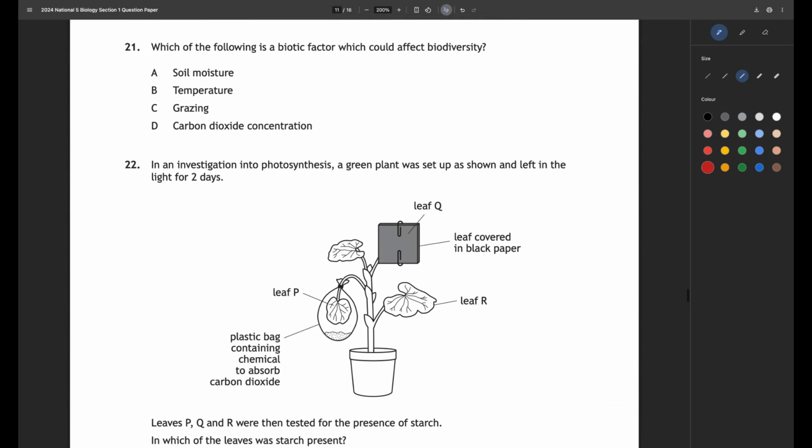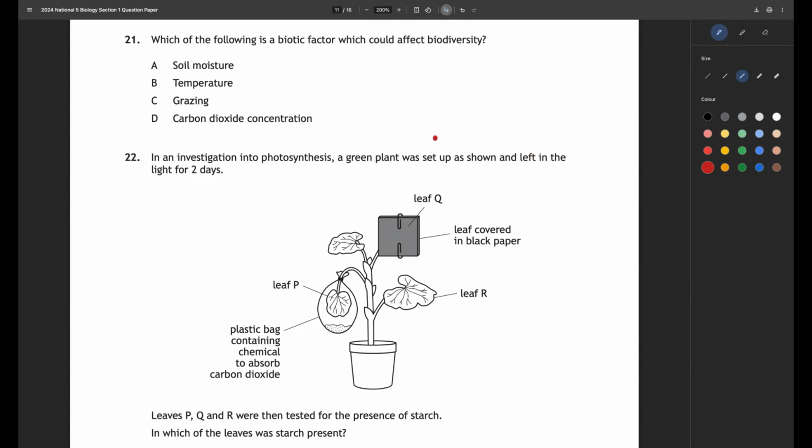Okay, next one, which of the following is a biotic factor which could affect biodiversity? So biotic factors, remember, are living factors, things which are alive. So soil moisture is not alive. Temperature is not alive, thankfully. Grazing. Now, grazing is eating grass. So grass is, in fact, a living thing. So that's likely to be a biotic factor. But we'll check D just to be sure, which is carbon dioxide concentration. And again, carbon dioxide is not alive. So the answer is going to be C, grazing for that one.